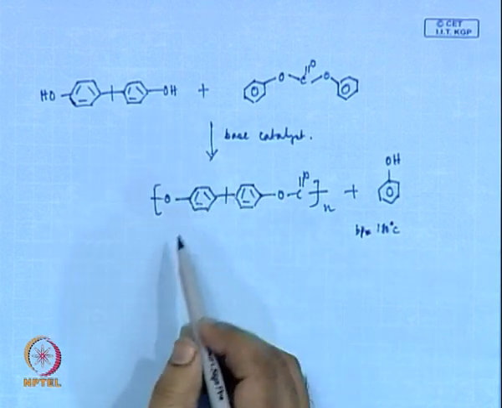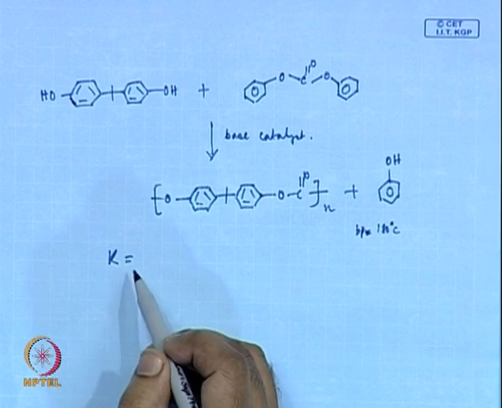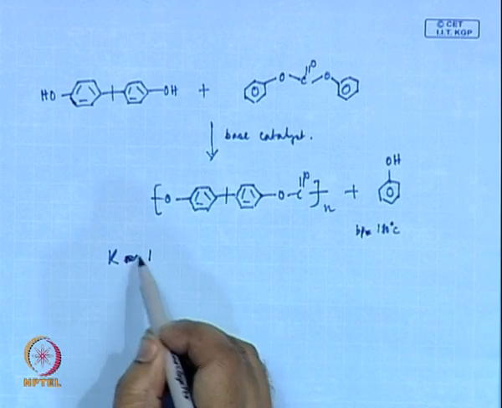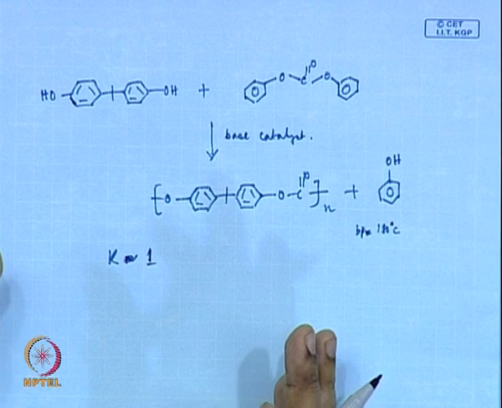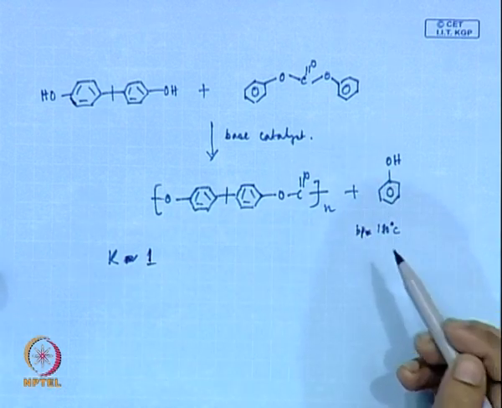Now, the K of this equilibrium reaction is close to 1, which means that if you do this reaction in a closed system without taking out phenol from the system, you will end up in an average degree of polymerization of 2. Okay. It will end up in a dimeric state. So, naturally the reaction is done in such a way that phenol is taken out from the system, and the reaction is done at very high temperature. So, the viscosity is lower and lower, so that you can take out the phenol molecule.